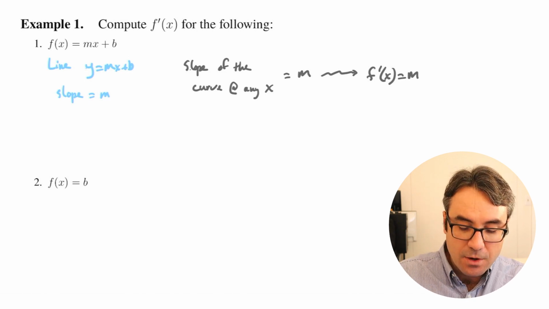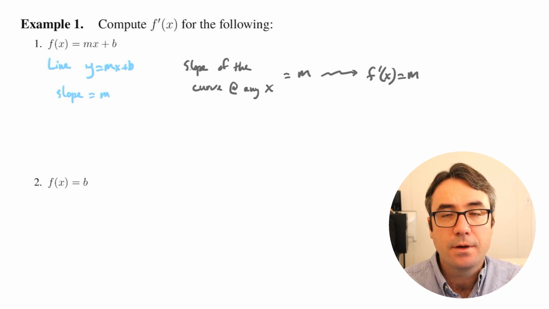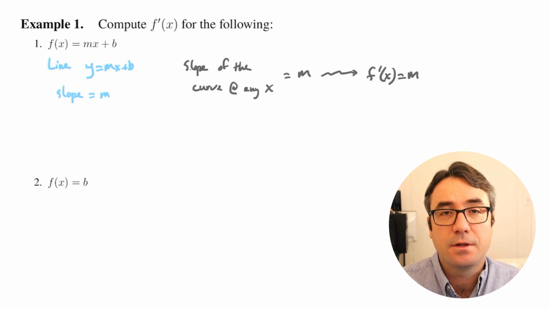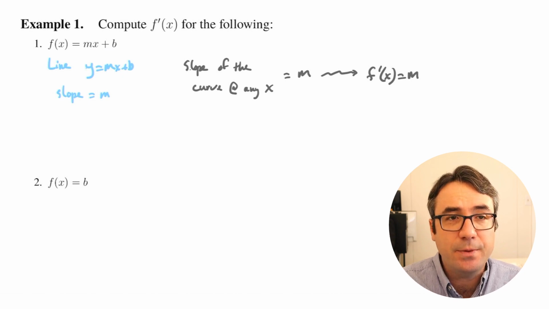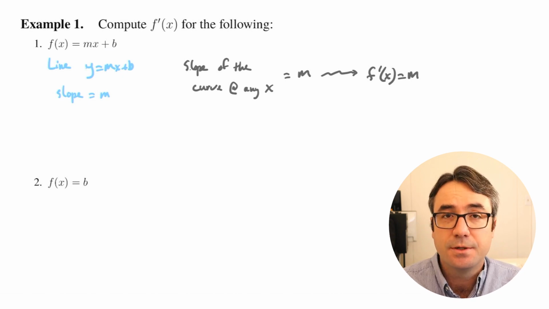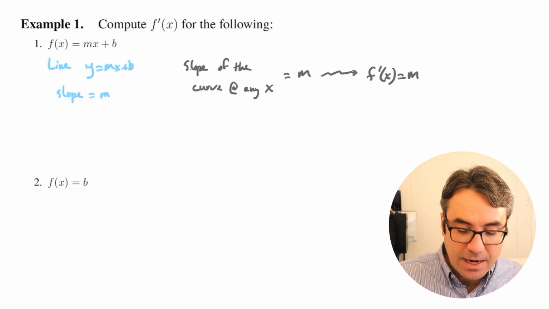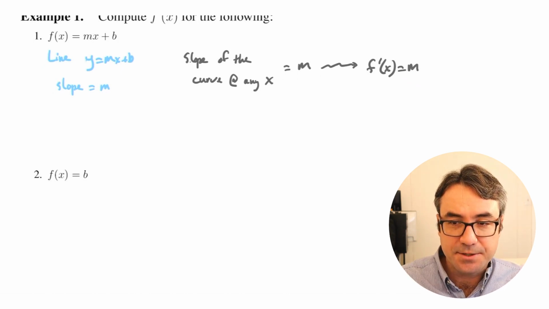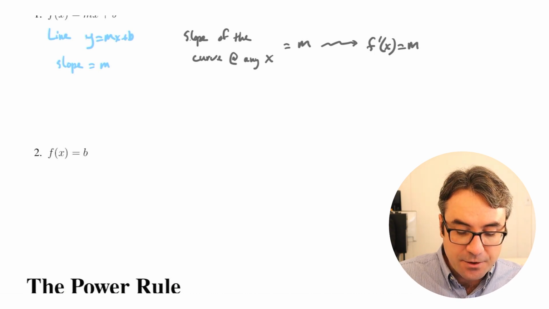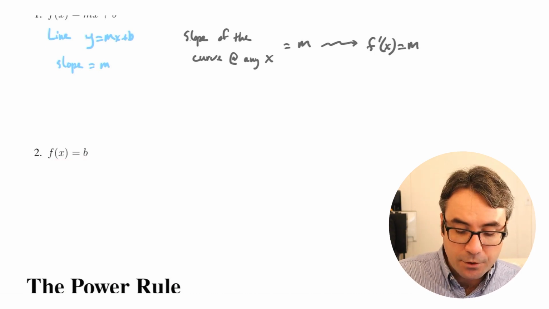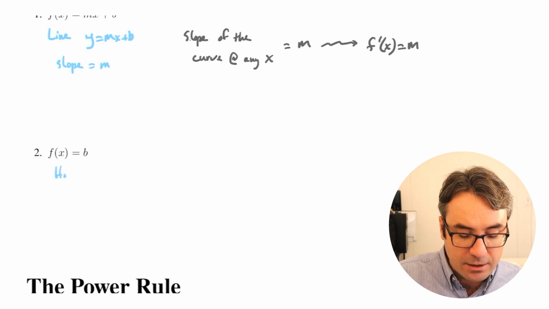Okay, so we already know how to find the derivative for a nice variety of functions. For all these linear equations, mx plus b, we can find the derivative. It's just the slope, m. And then an even more special case is this other one, f of x equal to b, where b is just a number. The graph of this is just a horizontal line.